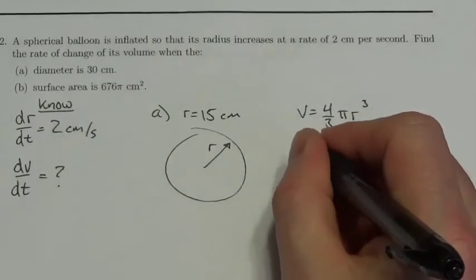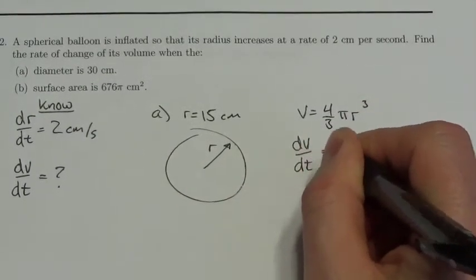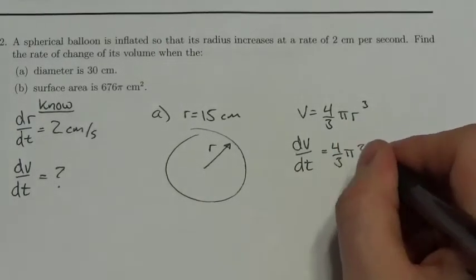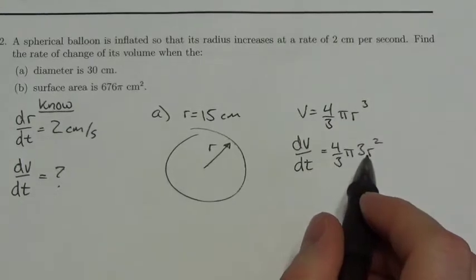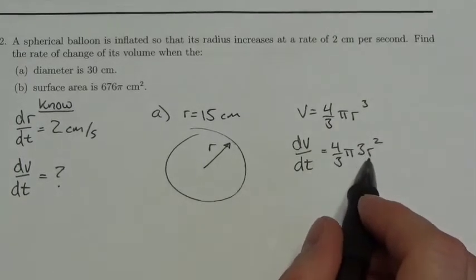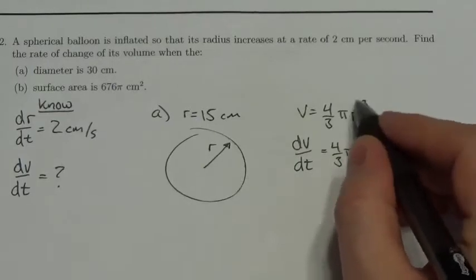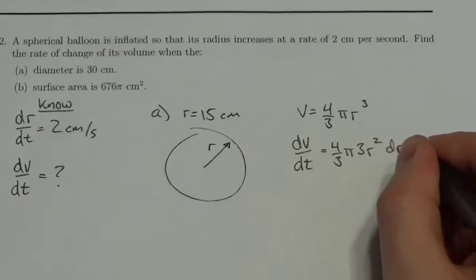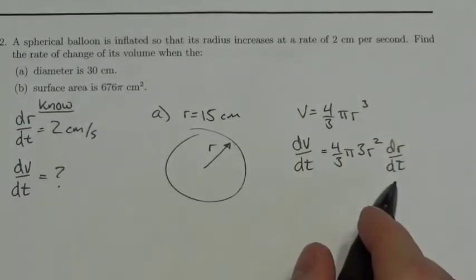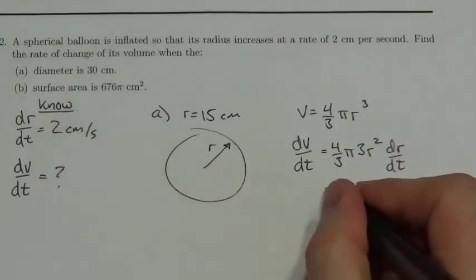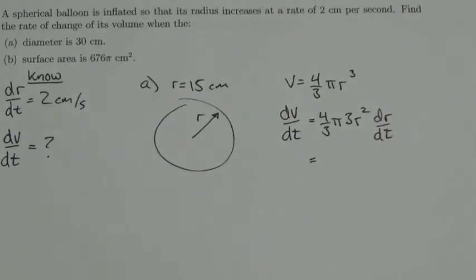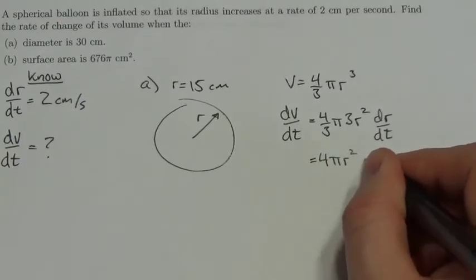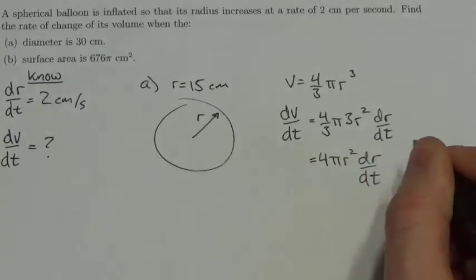I can take the derivative. So dv by dt is going to equal 4/3 pi, and this will be 3r squared. Remember, the independent variable is time, not radius. That's the derivative of the cube. Now I got to take the derivative of what was inside there, that r. So dr by dt. Okay, and there's our derivative here. Now, I'm going to simplify that just a little bit. There's really not much to do here, but I have a 3 in the numerator, the 3 in the denominator, and that'll get me 4 pi r squared dr by dt.